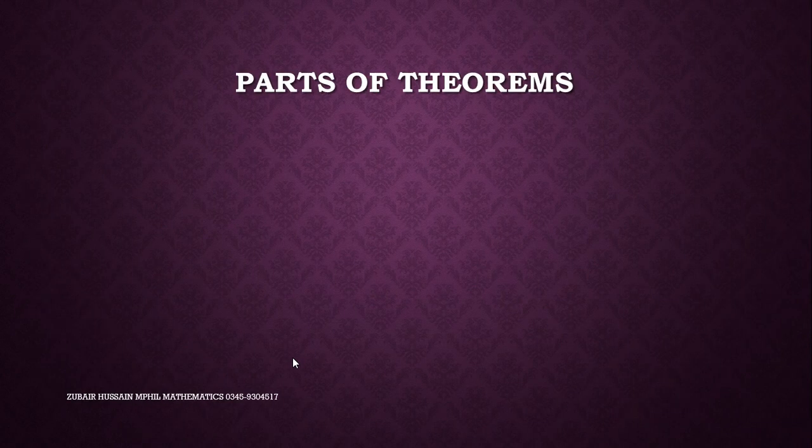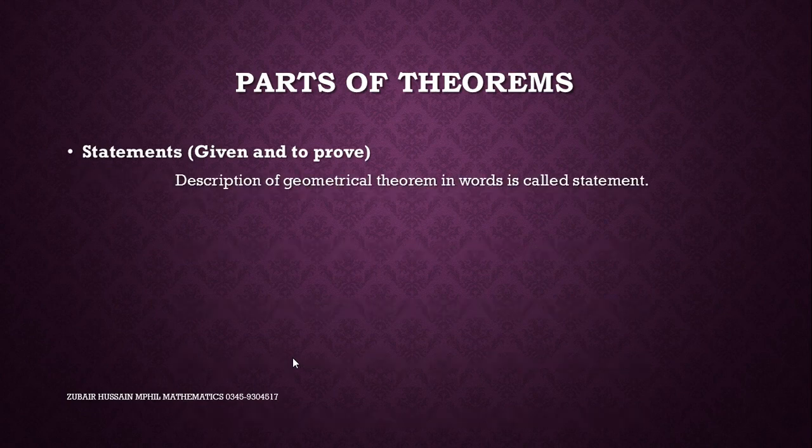Now the parts of a theorem, the most essential parts of a theorem. If you understand these parts, you will easily prove it. Number first is called the statement. The statement is the description of the geometrical theorem in words.